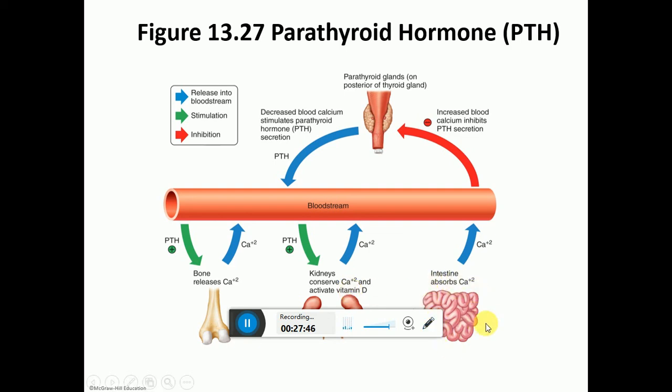And then parathormone also goes to the intestines and increases the absorption of calcium in the intestines. So you see that all 3 of these are going to increase the amount of calcium in blood, and that will inhibit, through negative feedback, the glands from releasing more hormone.